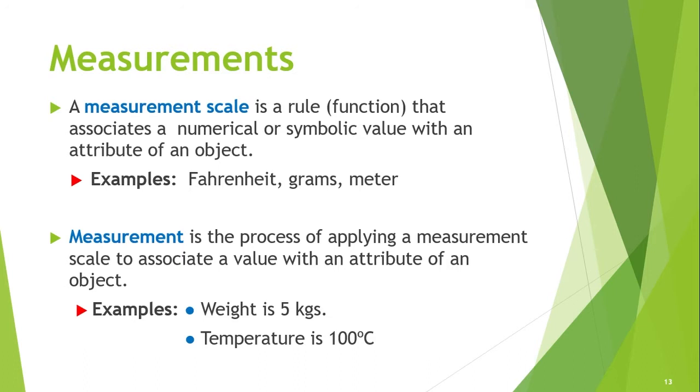Now, say for example, ang ating attribute is weight, at ang ating measurement scale is in kilograms. Now, you measure that and your measurement, say, ang reading mo is 5 kilograms. So, that is your measurement, 5 kilograms for the weight. Example naman sa temperature, if your attribute is temperature, at ang ginagamit mong measurement scale is in Celsius. Kung ang reading mo, say for example, boiling point of water is 100 degrees, so yun yung iyong measurement. That's 100 degrees Celsius. Yun yung temperature measurement mo.